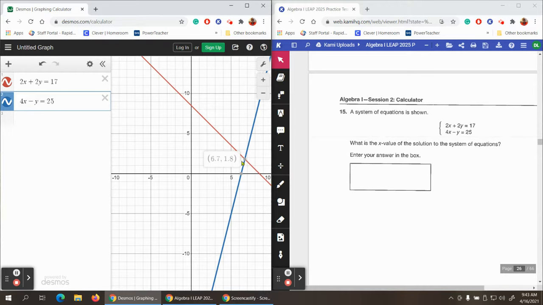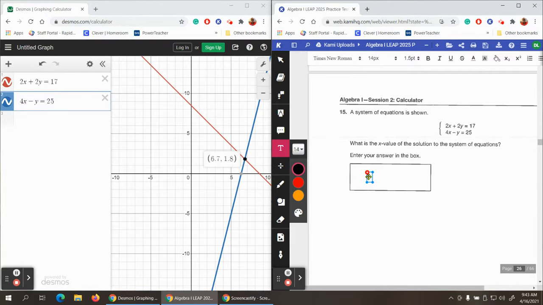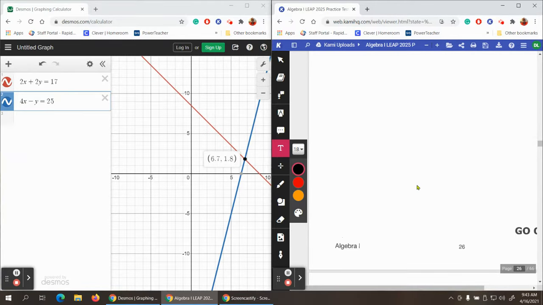You want the x value. There's your x value of 6.7. Okay, x value of 6.7. Trying to make that bigger. Doesn't really want to go bigger, does it? There you go, 6.7. All right, let's go to my next one.